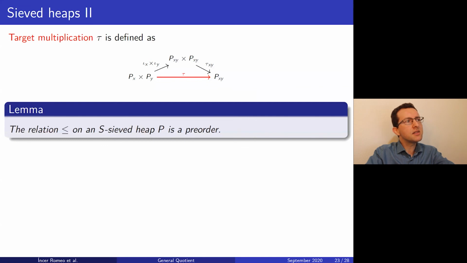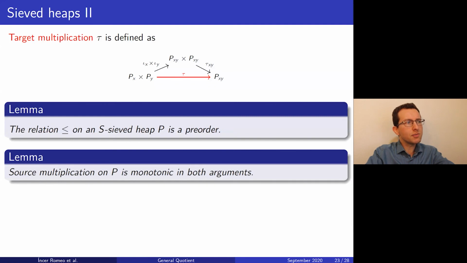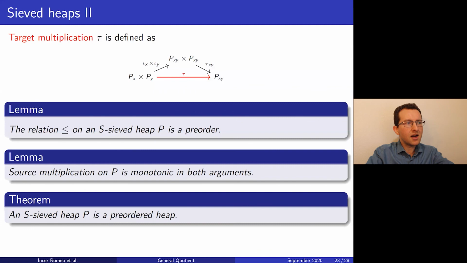Well, they are interesting because the relation less than or equal that we introduced is a preorder. Source multiplication on P is monotonic in both arguments. A seed heap happens to be a preorder heap, which means that we know how to solve equations over seed heaps as well. The solution to A times X less than or equal to B is given by our previous theorem, tau to the gamma A of B.